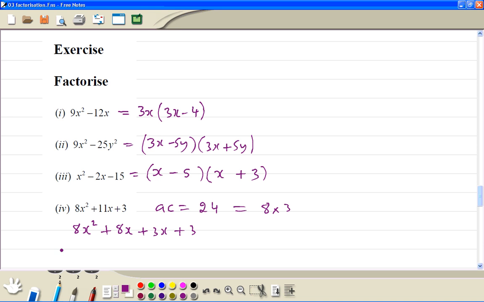So we have 8x as a common factor, so we have x plus 1. 3 is a common factor, so it's x plus 1. So this is equal to x plus 1 times 8x plus 3.